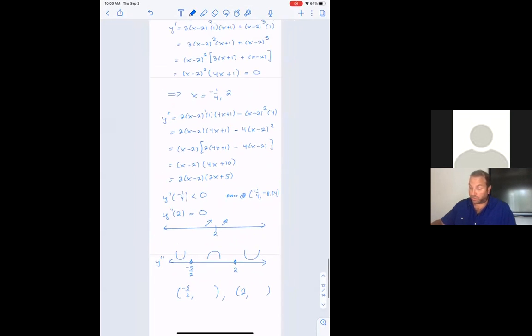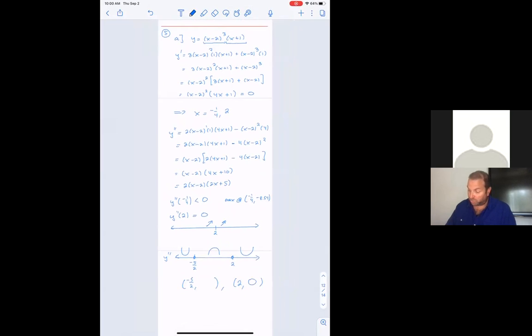What are those somethings? Well, we've got to go back to the function. Well, 2 is easy, 2 comma 0, and negative 5/2. So negative 5/2 minus 2 to the third power times parentheses negative 5/2 plus 1. And this gives me about 137. Now, that's a big number. Just for fun, I'm going to graph this. Y equals x minus 2 to the third power times x plus 1. I'm going to graph it.